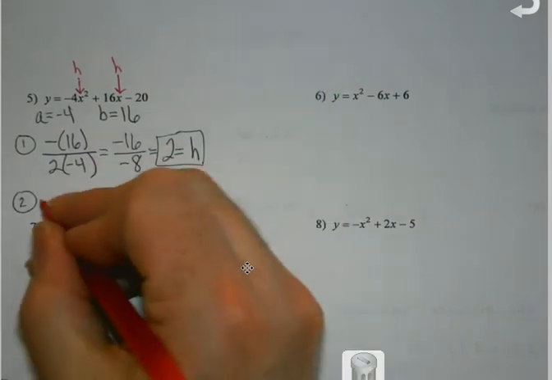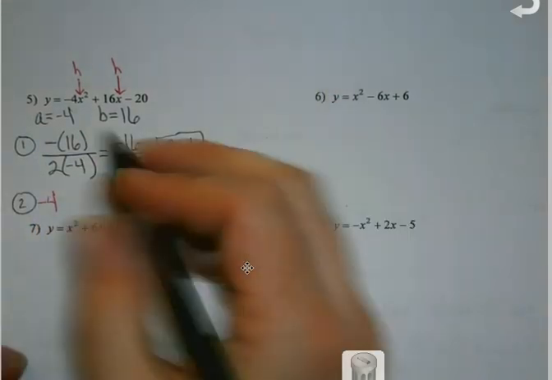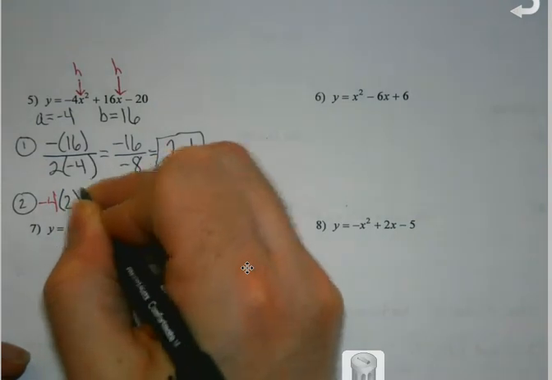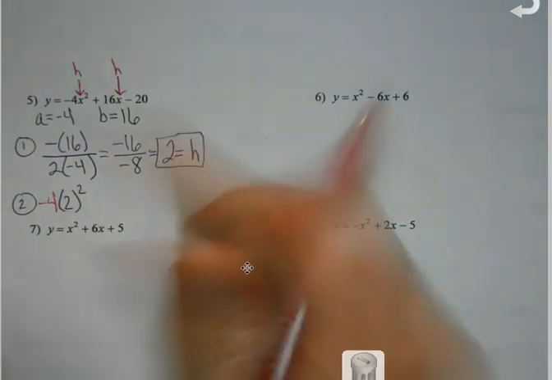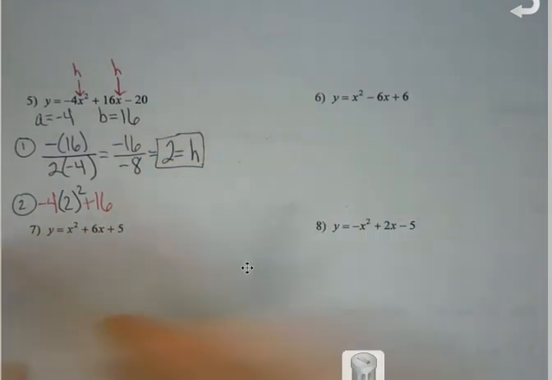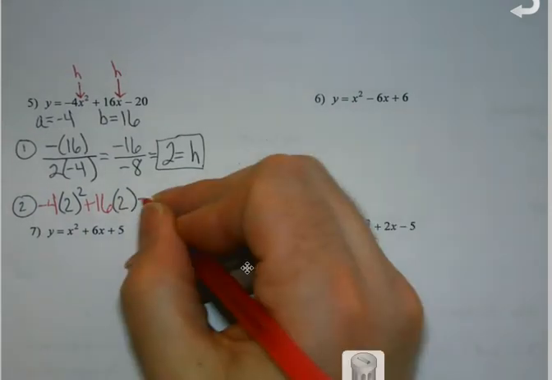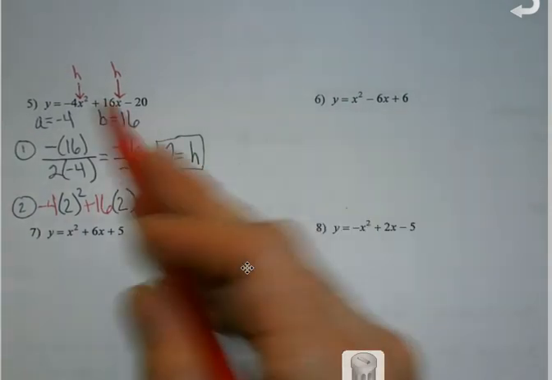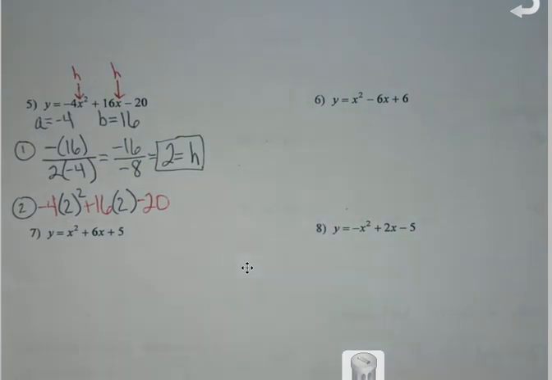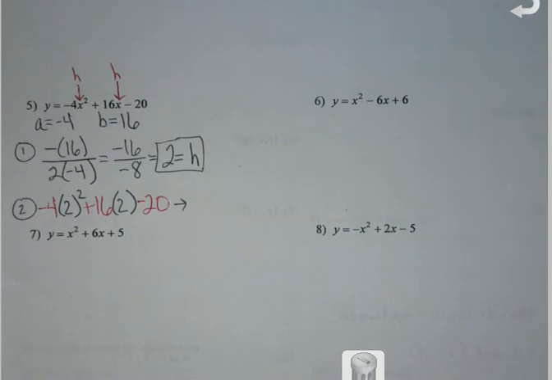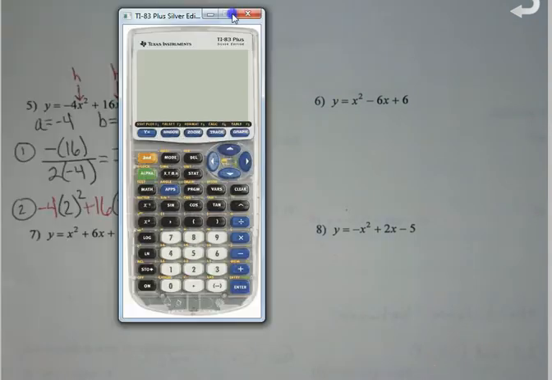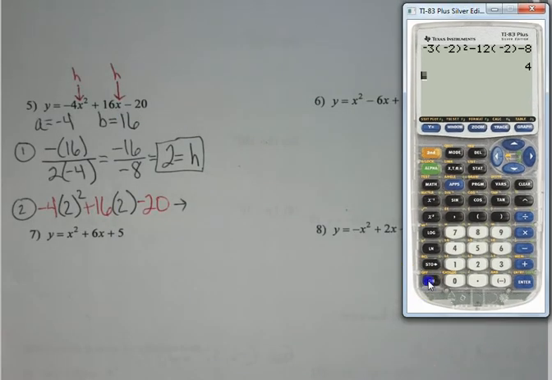So I'm like, okay, so negative 4 times 2 squared plus 16 times 2 minus 20. Just substituting my newly found value in there so I can actually get a value for it, my k. And again, if you are a multiplying star, I would go ahead and just use my brain. But if you're not feeling that good about it, no problem.